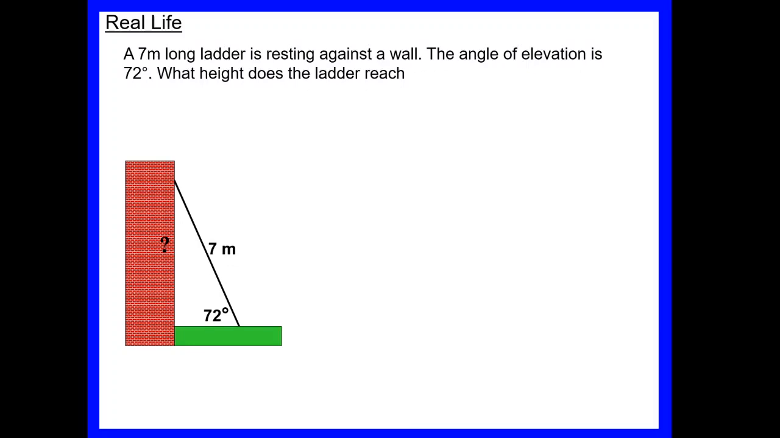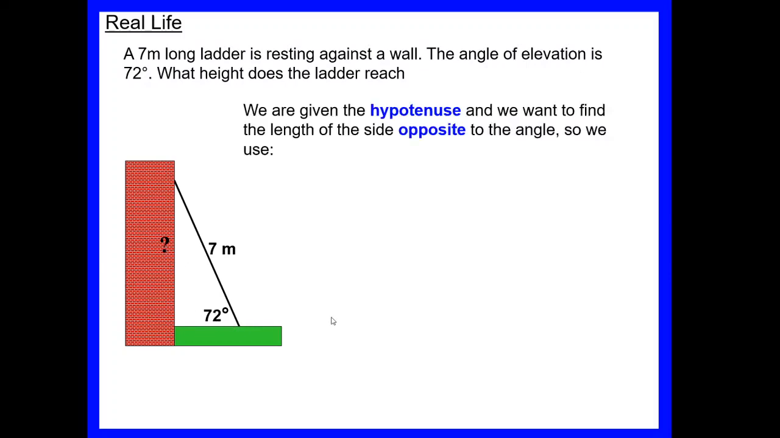So again, we're going to start in the same way. We've been given the hypotenuse here. Now we know this is the hypotenuse because the wall and the ground make a 90-degree angle. So our ladder is the hypotenuse. We want to find the height up the wall. Our angle is here, so this is the opposite. So we've got the opposite and the hypotenuse this time. So that's O and H.